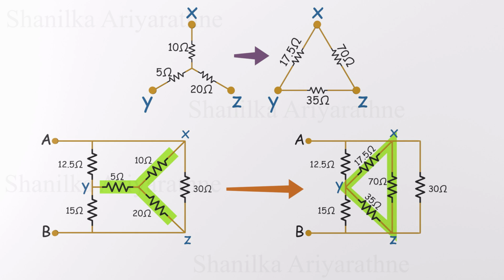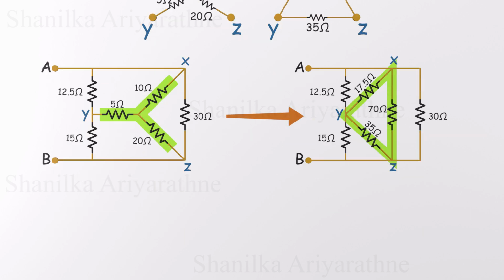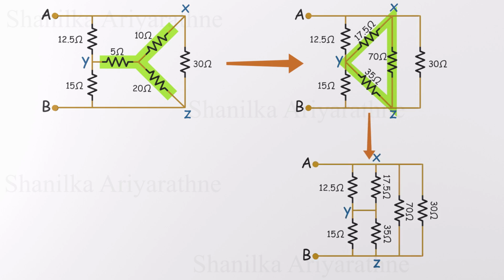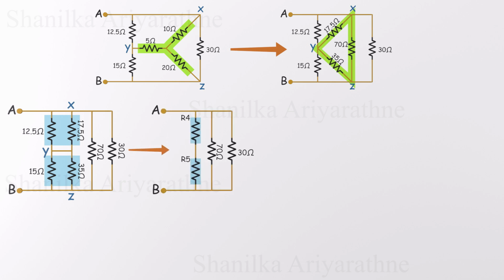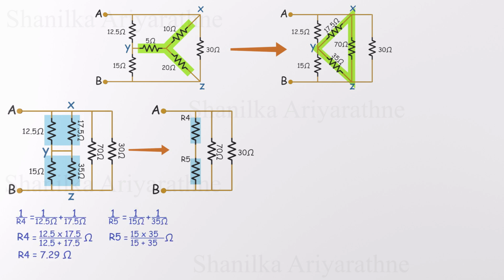Now comes the fun part, simplifying. I'll clean up the layout a bit so the connections are easier to follow. First, we notice two pairs of resistors in parallel. Let's start by solving these pairs to simplify the circuit. Using the reciprocal rule for parallel resistors, we calculate the equivalent values and get R4 equals 7.29 ohms and R5 equals 10.5 ohms. With those simplified, the circuit becomes much easier to handle.